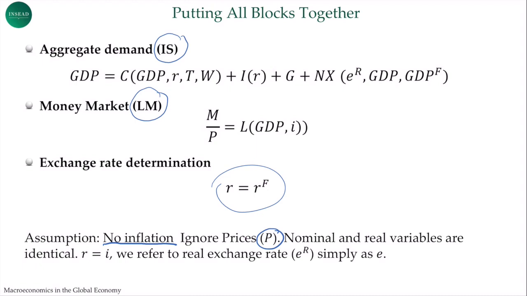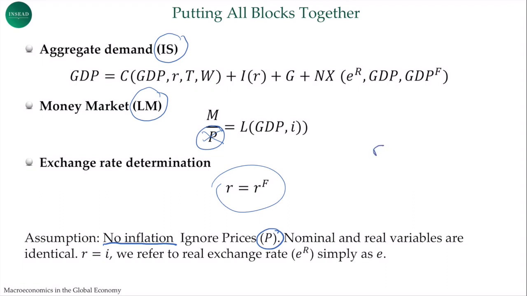Now, how does the model change? How do these 3 equations change if we introduce that assumption? First, the price that you see in the second block, the money market, is going to stay constant. That means we don't need to look at that price anymore. We're going to get rid of it. We'll just see M. Second, any variable that is either real or nominal is going to be identical. The real interest rate and the nominal interest rate are going to be identical. The real exchange rate and the nominal exchange rate are going to be identical.